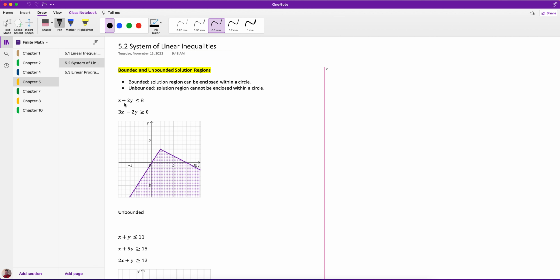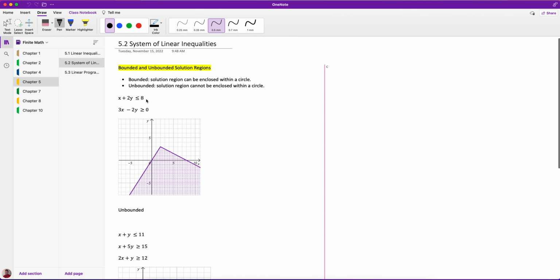So here is my first equation. x plus 2y is less than or equal to 8. 3x minus 2y is greater than or equal to 0. Right? And so if I take this first equation and I solve for y, I get 2y is less than or equal to negative x plus 8. I just moved it to the other side. Divide everything by 2, and I get y is less than or equal to negative 1/2 x plus 4.